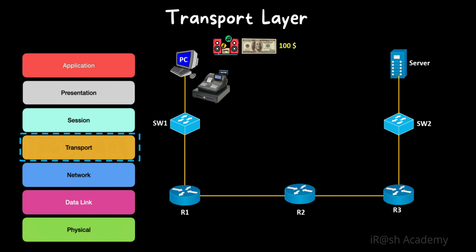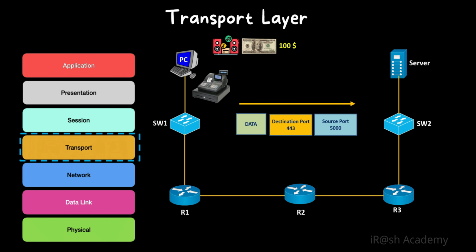So here let's imagine the client machine is sending data to the server, and in the data itself it is written that it is going to destination port 443, which is the specific port for the sales application in the server. And this communication also includes the source port used by the client, and here we say it is port number 5000. So when the server receives this data, it can understand this data is coming from source port 5000 and it is going to destination port 443 inside me, and that is the sales application.